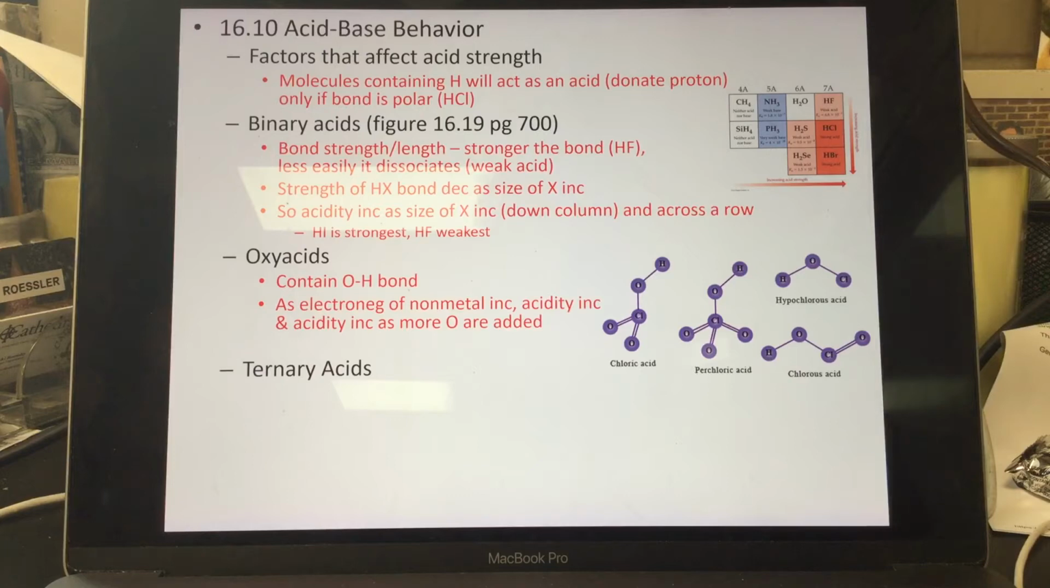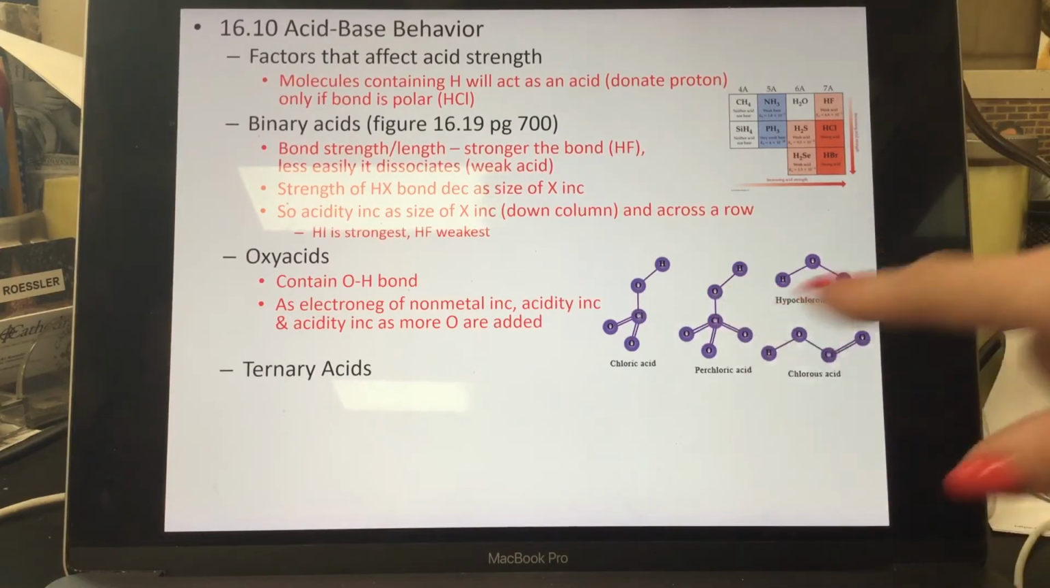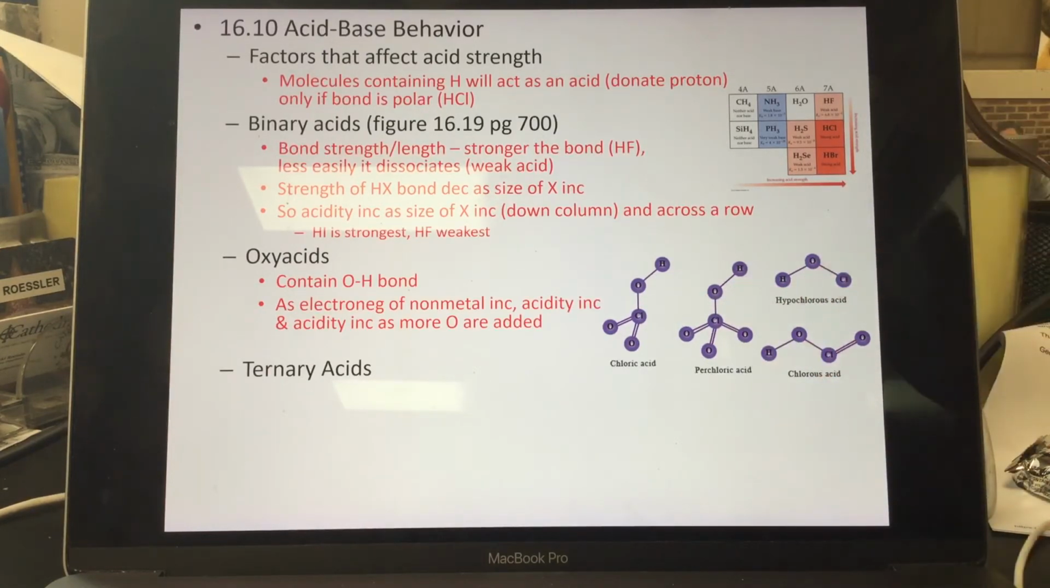Now these are all chlorine, so we can't really compare that, but if we were to compare chloric acid versus sulfuric acid or bromic acid or something like that, that's where we could compare the nonmetals' electronegativity for the same reasons that we discussed up there.